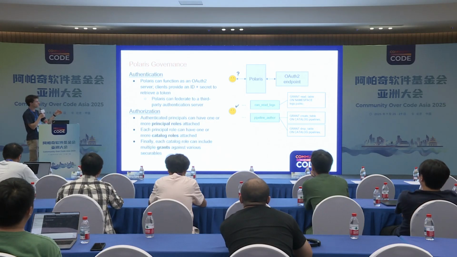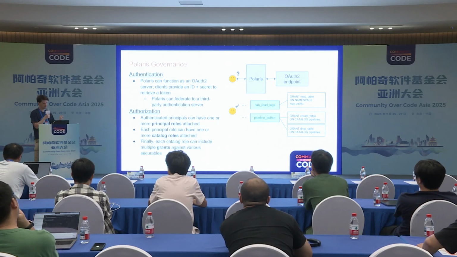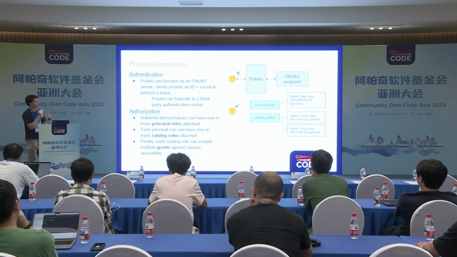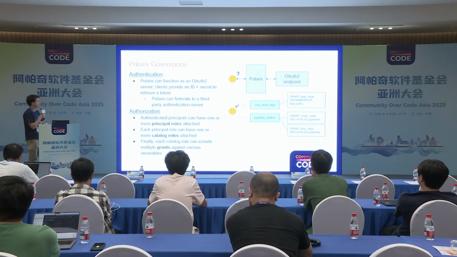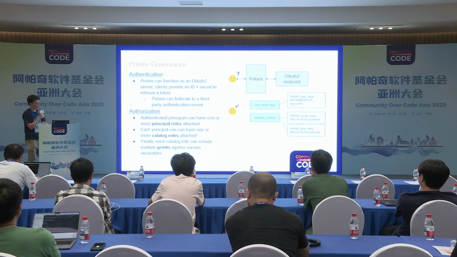For each of these, you can assign multiple grants. So maybe there is some namespace called, I don't know, logs public. Maybe can read logs gives you access to that. And then maybe for pipeline authors, you get create table and maybe drop table on an entire catalog. So that's essentially the mechanism by which you can control who can access which data. You attach roles, and then you give grants on those roles.